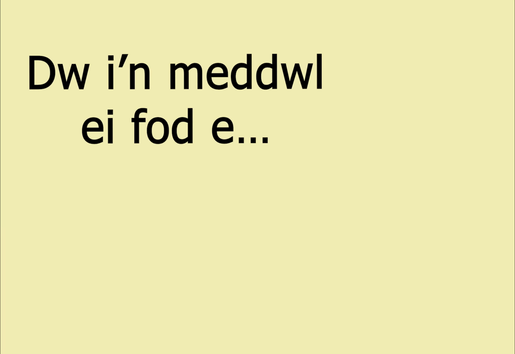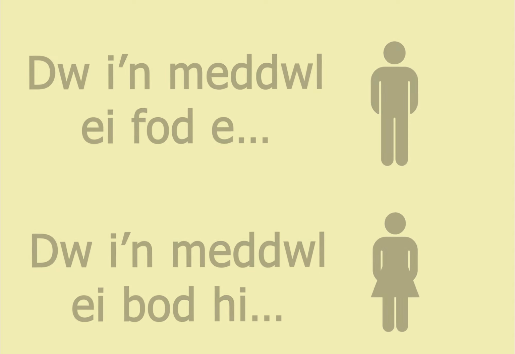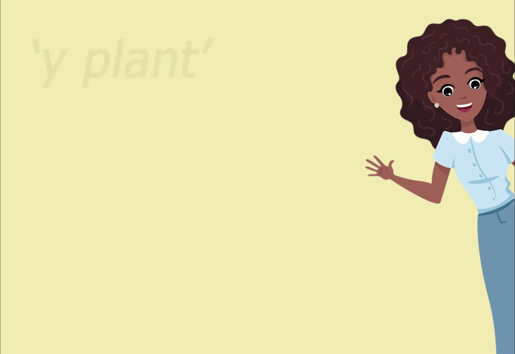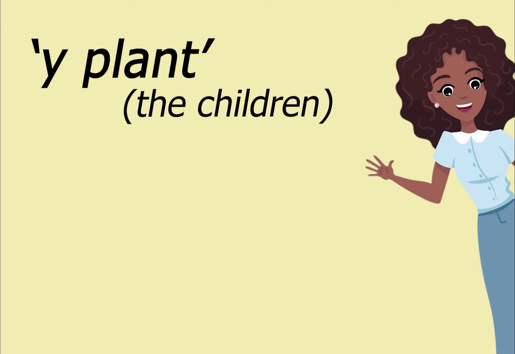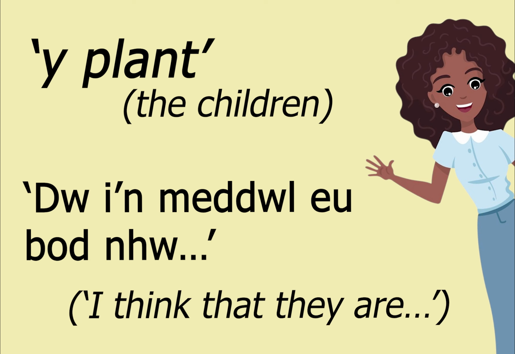Dwi'n meddwl ei fod e. Dwi'n meddwl ei bod hi. As we have learnt, we can discuss a plant, the children, using dwi'n meddwl ei bod nhw, which means I think that they are.